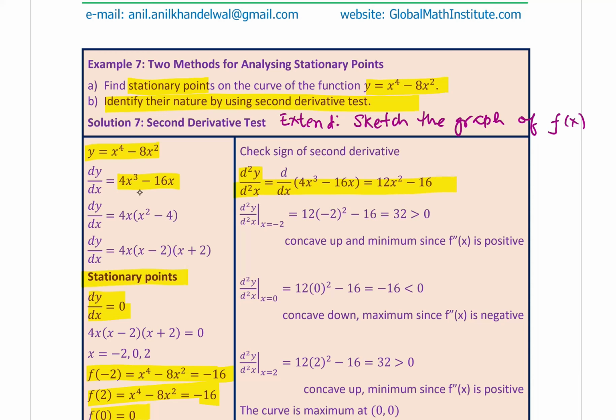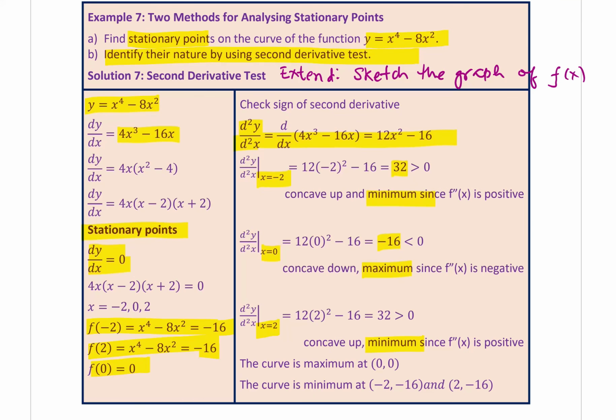Now, in the second derivative, substitute the x values for your stationary points, which are -2, 0, and 2. Calculate the values. If it is positive, that means we have a minimum, right? And if it is negative, it is a maximum. So likewise, when you check, you get your solution that there are two minimums in this particular case and one maximum. And there you have your answer: the curve has a maximum at (0, 0), and the curve has a minimum at (-2, -16) and (+2, -16). Clear?